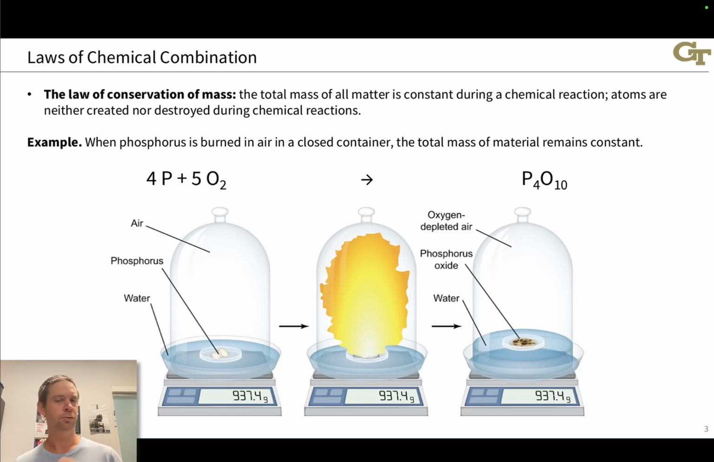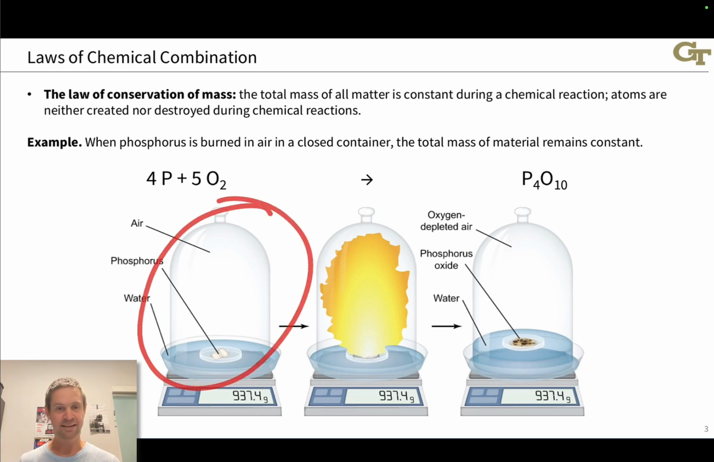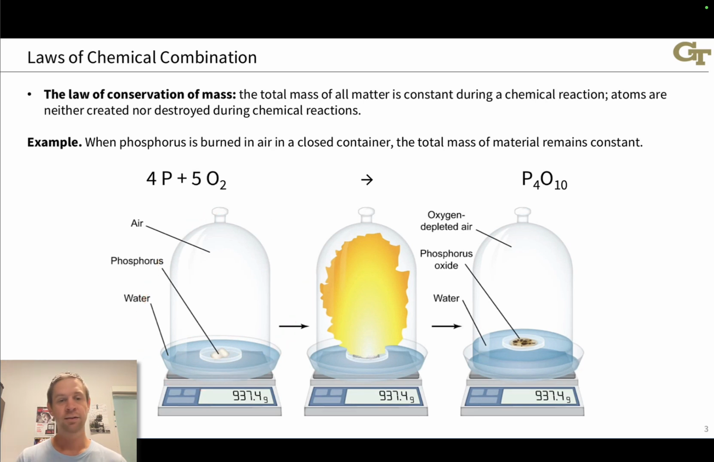During a chemical reaction or a chemical change, atoms are neither created nor destroyed, meaning the total mass of all substances in a chemical reaction is constant over time. Atoms don't just appear or disappear. One example of this is the burning of phosphorus in air inside a closed container. So on the left-hand side here, imagine we started with some phosphorus on a little plate or petri dish here. We've got some water down in the bottom, and we've got a glass top here that encloses the whole apparatus, and there's air inside that includes oxygen that's going to be used to burn the phosphorus.